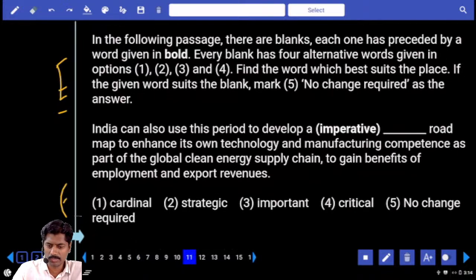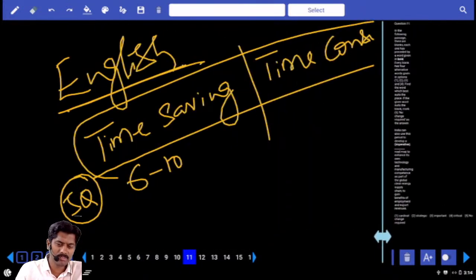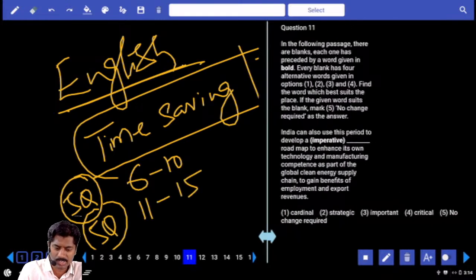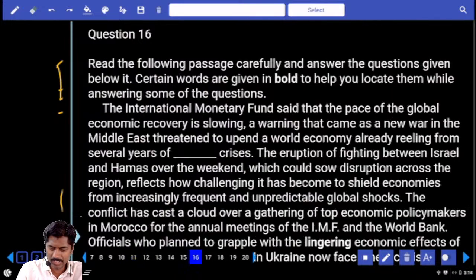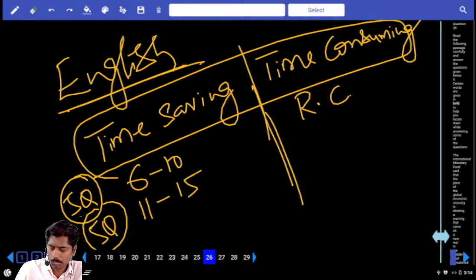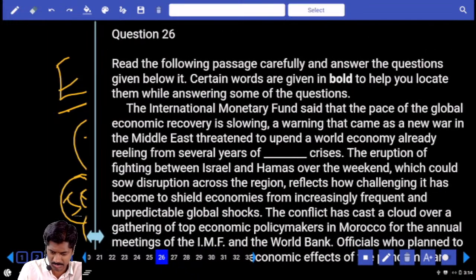So in one reading we can try to keep. And look at the next one, singulars. Time saving or time consuming? Time saving only. Even 11 to 15 is also time saving. Next, 16 to 26, the comprehension passage. Is it time saving or time consuming? Time consuming, meaning you need to allot a little more time compared to the rest of the sections.